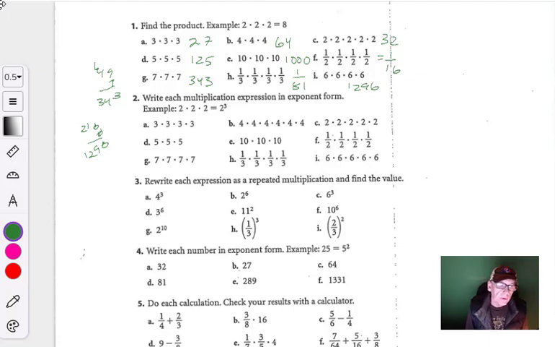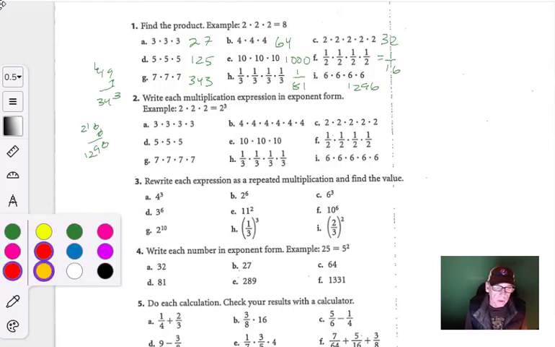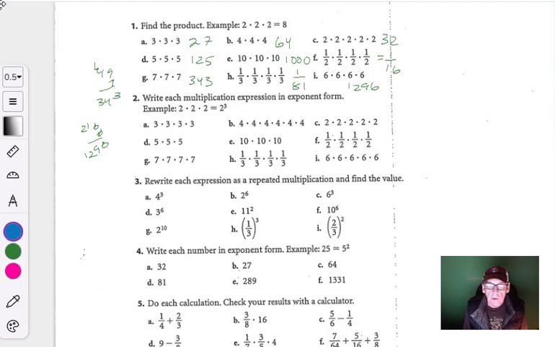Okay, here we want to write these in exponential form. For part number 2, the base is 3, and the number of 3's multiplied is 4, so that gives us 3 to the 4th power. It's the base to the power. Looking at the 4's, 1, 2, 3, 4, 5, 6. That's going to give us 4 to the 6th power. 1, 2, 3, 4, 5. 2 to the 5th power for C.